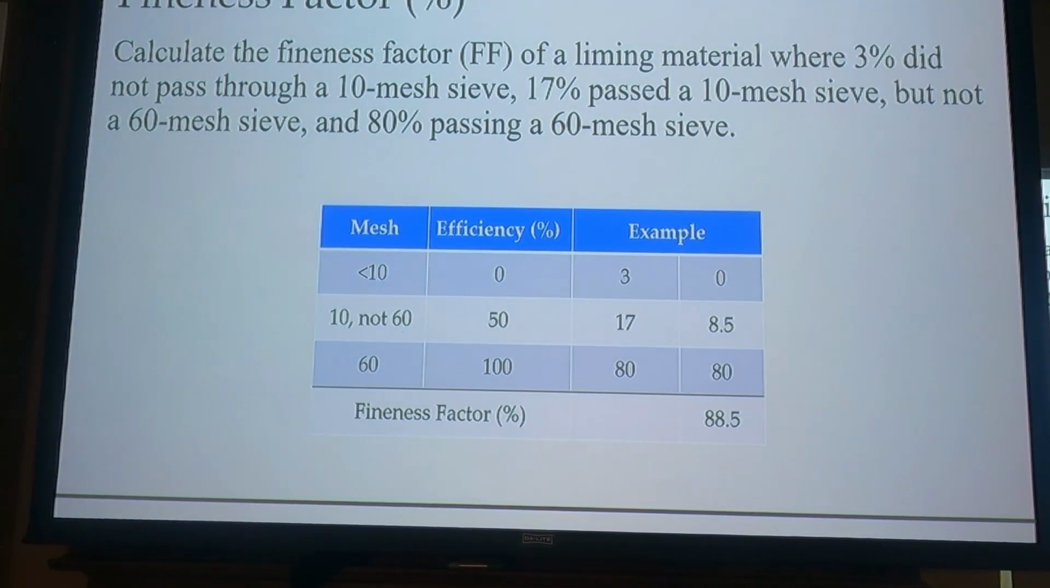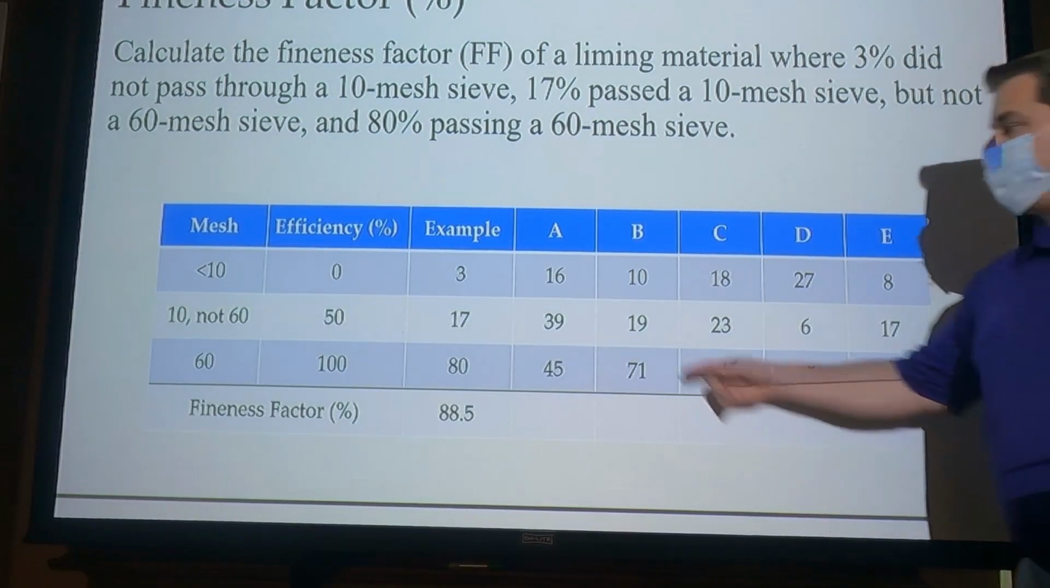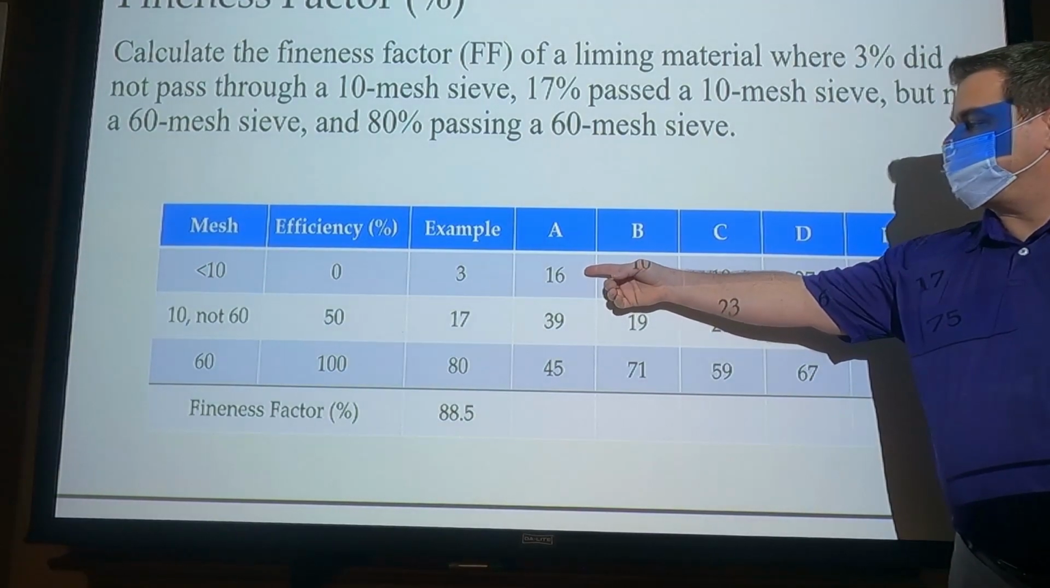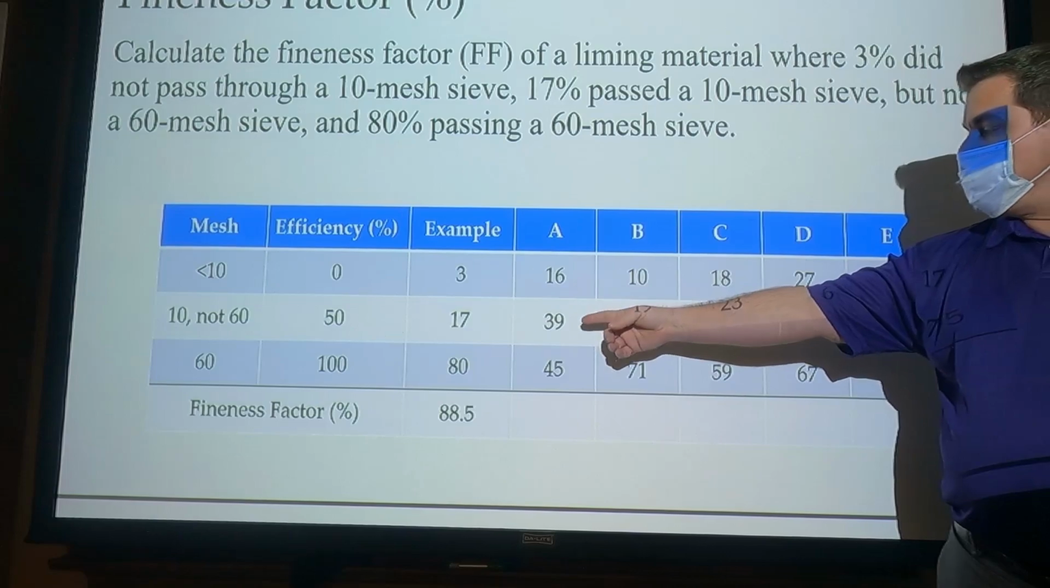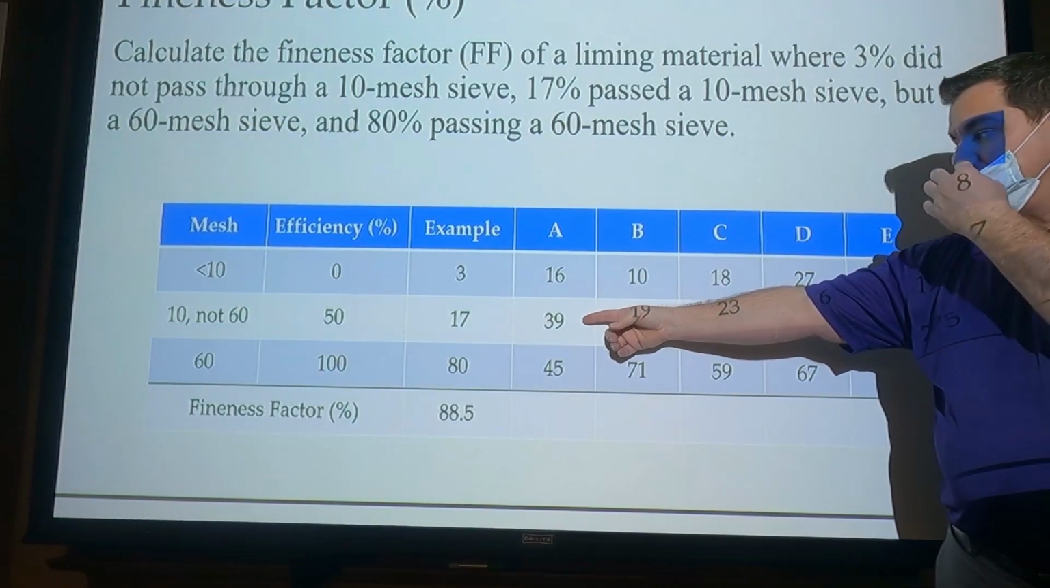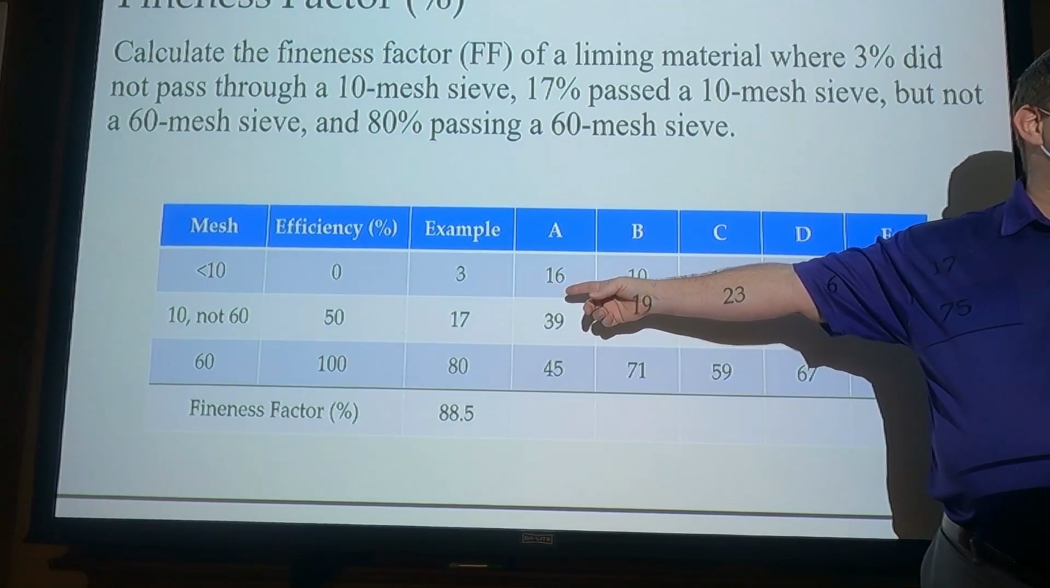Next, the medium-sized particles, you can expect 50% reactivity. And then finally, our very fine particles, you can expect 100%. So for example A, 16% doesn't pass through the 10 mesh, not effective. 39% passes through the 10 but not the 60. Half of 39 is?